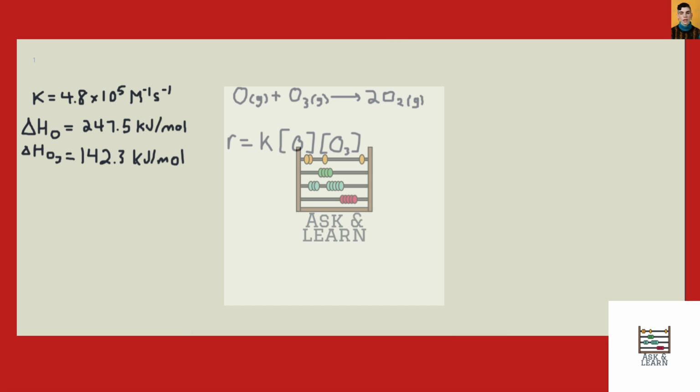Now B. Would you expect this reaction to occur via a single elementary process? I would, because if you look at this reaction, we have one oxygen atom reacting with one ozone molecule to create 2 O2. That would be a bimolecular reaction. So I would expect that to occur with a single elementary process. A bimolecular mechanism is a common process. And also explain why.